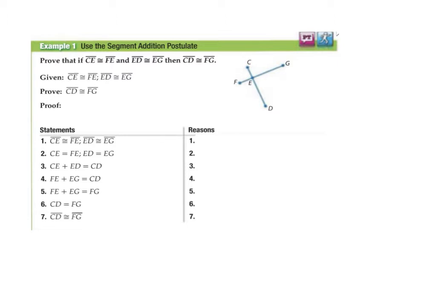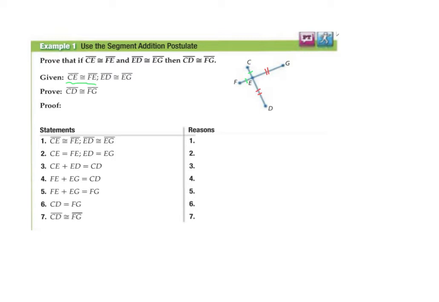proof. So the very first thing you want to do is look at what your given information is and use your picture to figure out what's happening and what the end goal is. So we have CE congruent to FE, and I'm going to use little tick marks to represent congruence. Then I have ED is congruent to EG. ED, I'm going to use two tick marks this time so that I know it's a different congruence than the one tick mark, to EG. And then our end goal is to prove that these two lines are congruent.